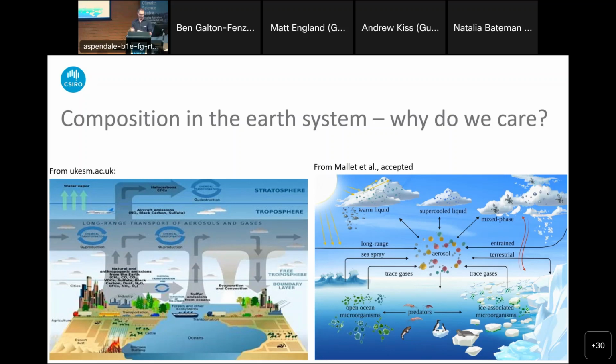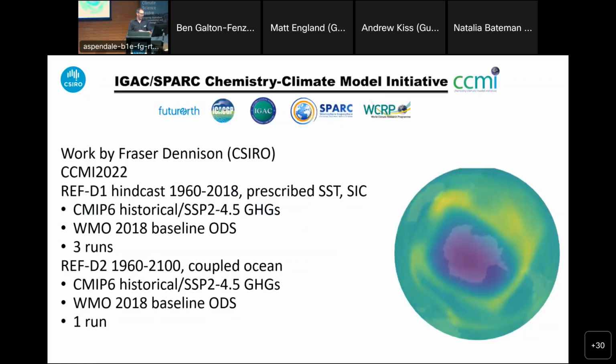And of course, all of this has an impact on clouds and cloud phase, precipitation, and that age-old Southern Ocean radiation bias problem we're still carrying around in our model. So that's a short motivation for why we should perhaps care about chemistry.